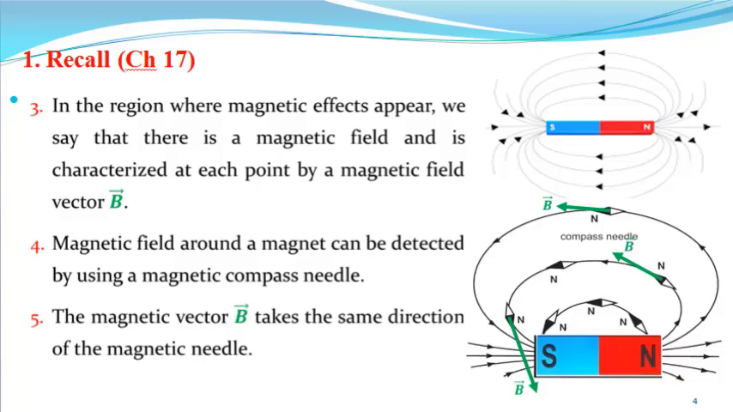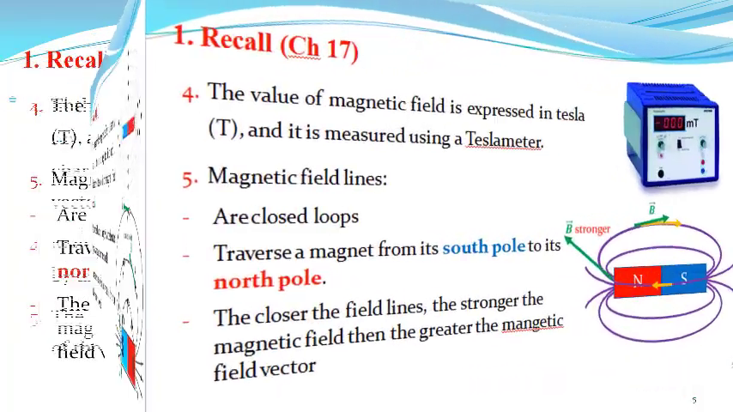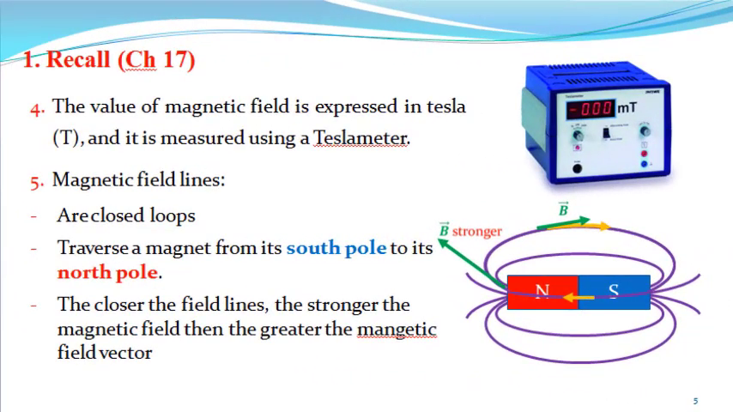The magnetic field around a magnet can be detected by using a magnetic compass needle. This is the magnet. This is the magnetic compass needle. The magnetic vector B takes the same direction as the magnetic needle, as you see in this figure. The value of a magnetic field is expressed in Tesla, which has the symbol capital T, and it's measured using an instrument called a Teslameter.